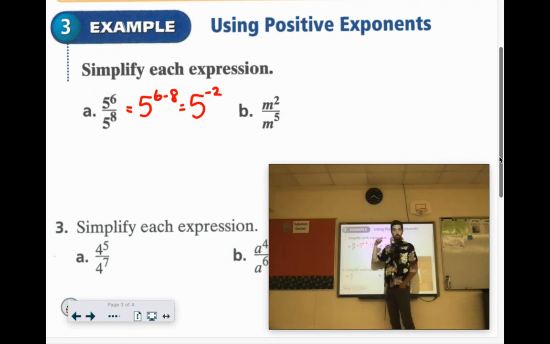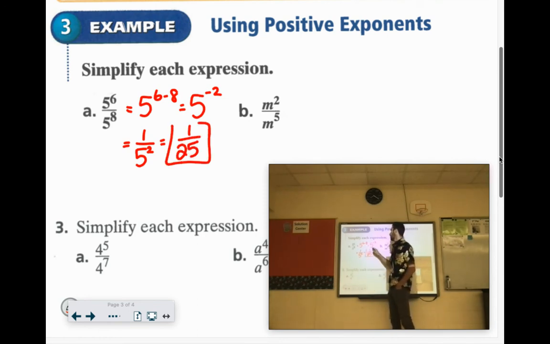To make that positive exponent, which we have to for our final answer, you drop it under a 1, so 1 over 5 to the second power. And then what's 5 times 5? 25. So it would be 1 over 25. That is one way you can do it.